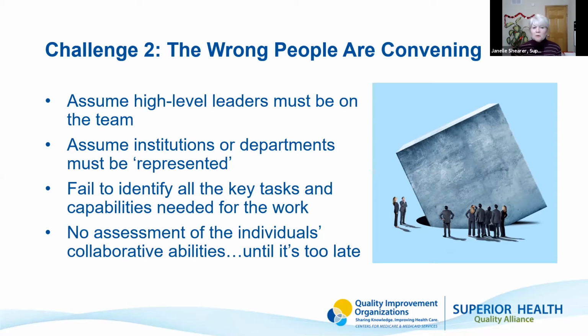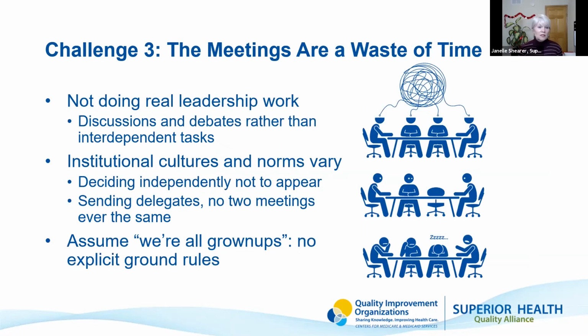Also, many times we fail to think about what are the key tasks and resources or capabilities we need when recruiting for a team, so those kinds of people or organizations aren't recruited. And then finally, we typically don't assess or know how individuals work together on a team. Are they collaborative? Many times we find out these things after the fact, after we've already put our team together. So we have the wrong people on the team that we're convening.